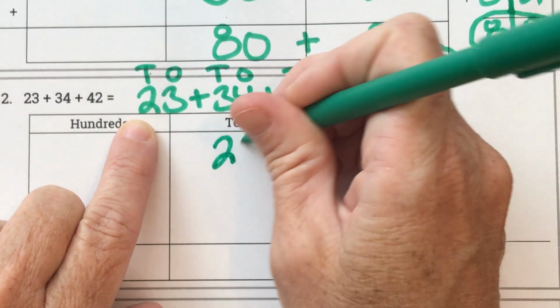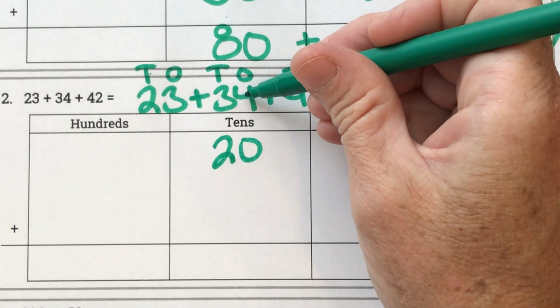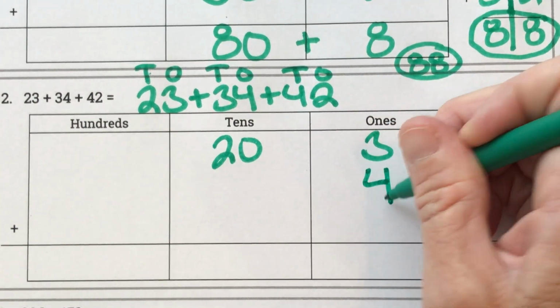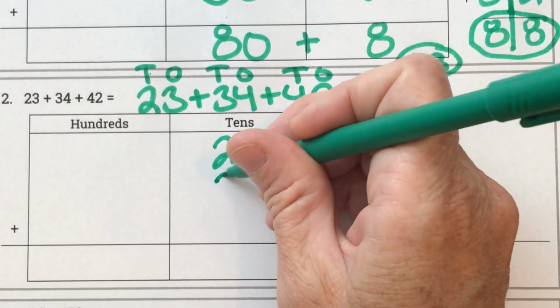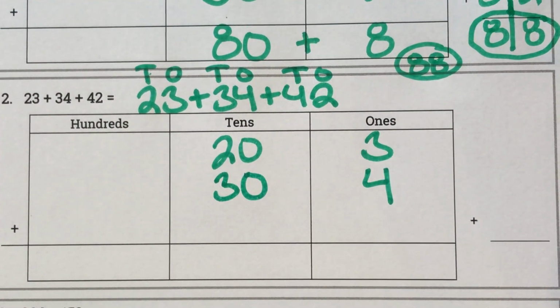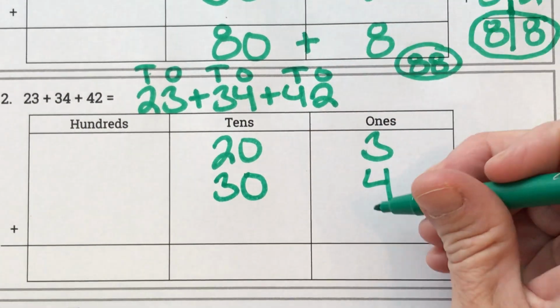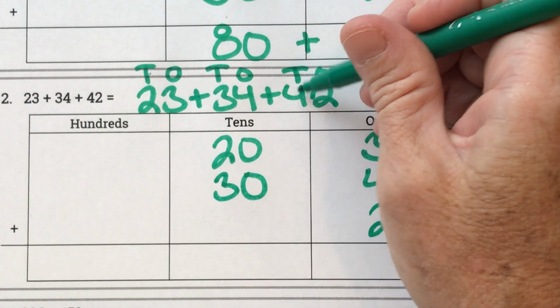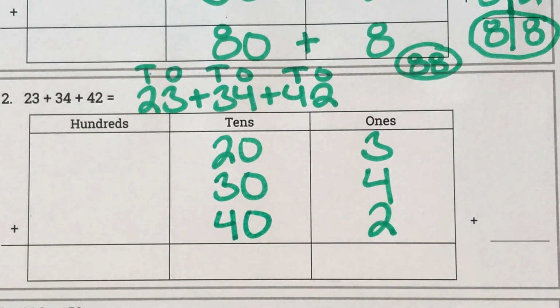2 tens is worth 20. Our second add-in has 4 ones and 3 tens. 3 tens is worth 30. And our third add-in has 2 ones and 4 tens. 4 tens is worth 40.